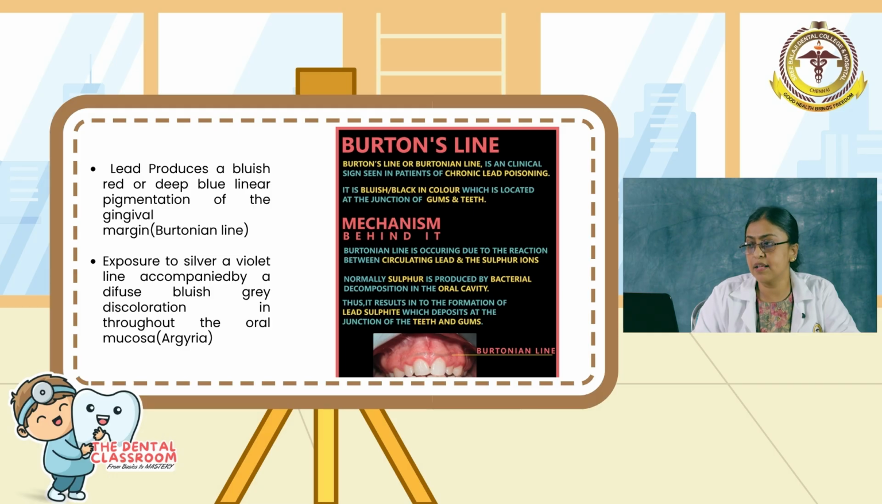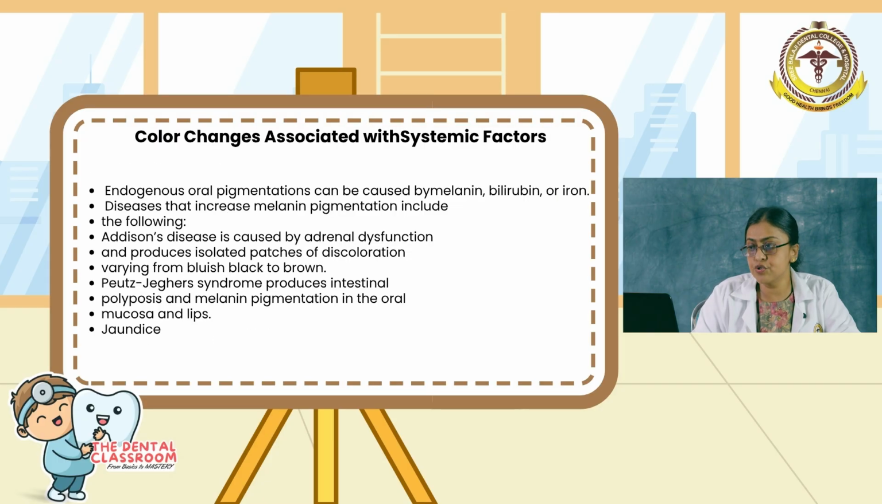What is Burton's line? Burton's line is a clinical sign seen in patients of chronic lead poisoning. The mechanism behind it is the reaction between the circulating lead and sulfur ions. Normally, sulfur is produced by the bacterial decomposition in the oral cavity. Thus, it results in the deposition of lead sulfate, which produces this color on the teeth and on the gums. The color change is also due to endogenous oral pigmentation caused by melanin, bilirubin or iron.